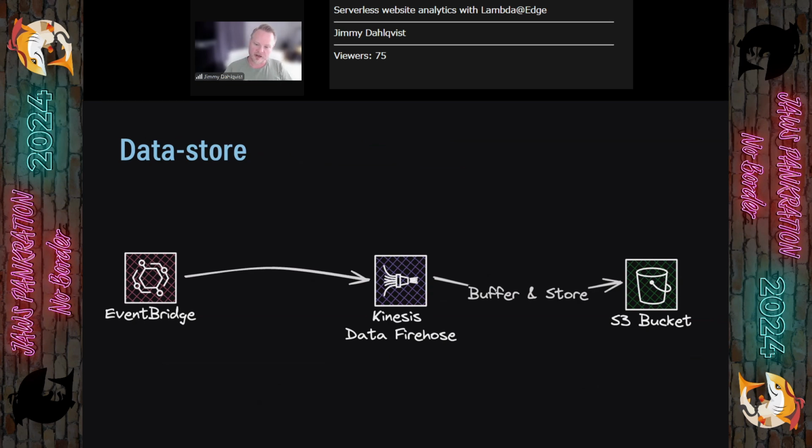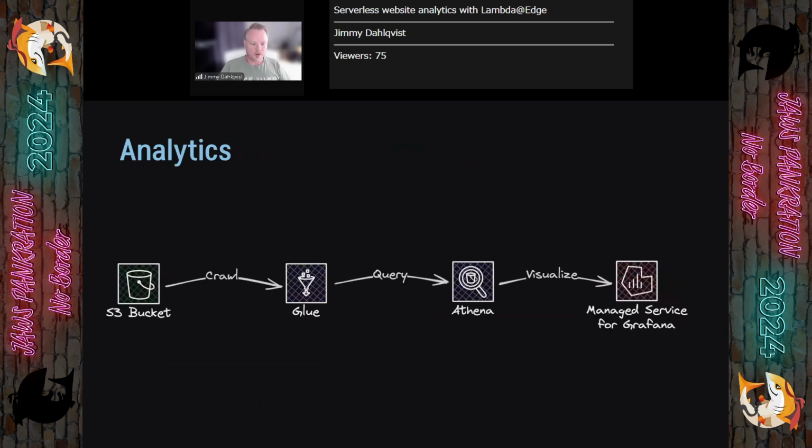A Kinesis Data Firehose could easily buffer and store the data into an Amazon S3 bucket that I can use for later analytics. In the analytics part, I can have a Glue crawler that crawls the S3 bucket and catalogs all the data. With Athena, I can do SQL queries and SQL manipulations. And in the end, I can visualize everything using a managed service for Grafana.